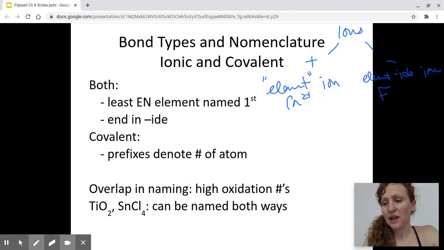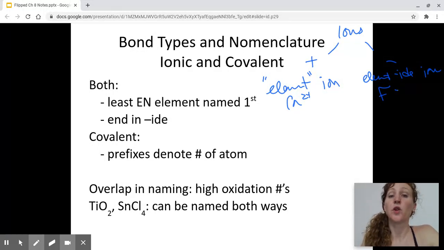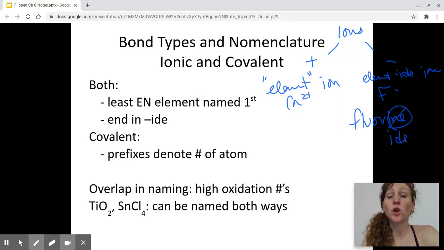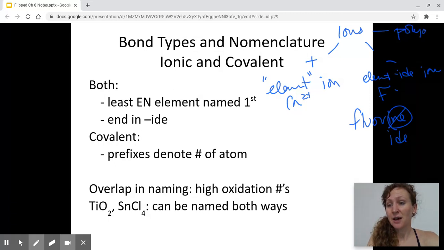So something like F-, instead of being the fluorine ion, the end of fluorine is going to be taken off and replaced with -ide. So it's now the fluoride ion, oxide ion, nitride ion. Okay, also remember there is a third category here, and that's the polyatomics.